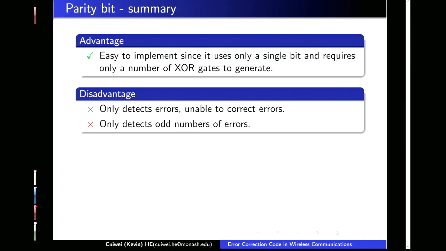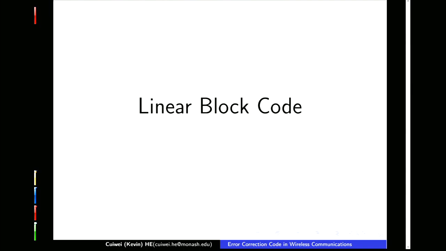Another disadvantage is that it can only detect an odd number of errors. For instance, in the previous example, we see that if the number of errors is 2, it will not work. So definitely we can do much better than the parity bit. I actually did a small research on the parity bit to see whether current wireless communication standards are using it. It seems not, but in some networking error detection, I think they're using the parity bit. So the next topic is linear block code.